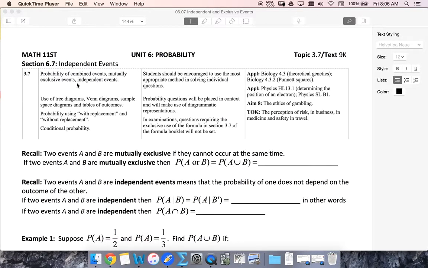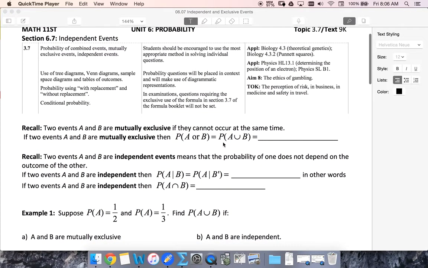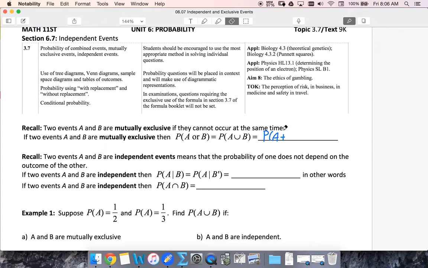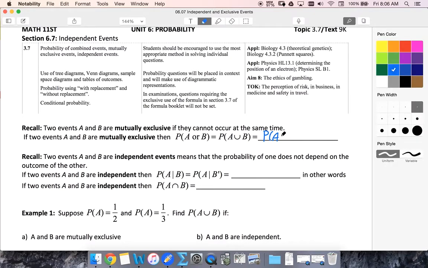All right, so today's lesson is sort of a refresher because we've already talked about combined events, mutually exclusive and independent, but we're going to put it together with all of our formulas. So we learned that events are mutually exclusive if they cannot occur at the same time. So the probability of A union B is going to be the probability of A plus the probability of B.